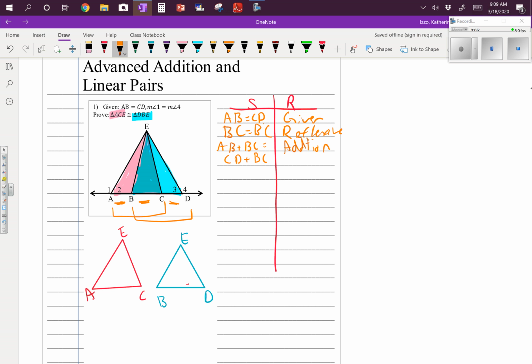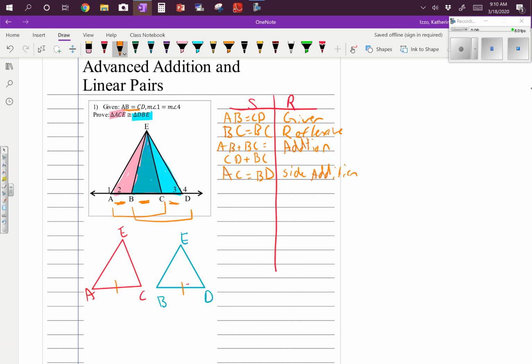Okay. Once I add those, that gets me AC, and it gets me BD. Good job. So that side is now equal to that side. We've got side addition. Look at that. We've got a whole side. Congratulations, squirrel. We've got a whole side. Okay. Let's go for our next given.